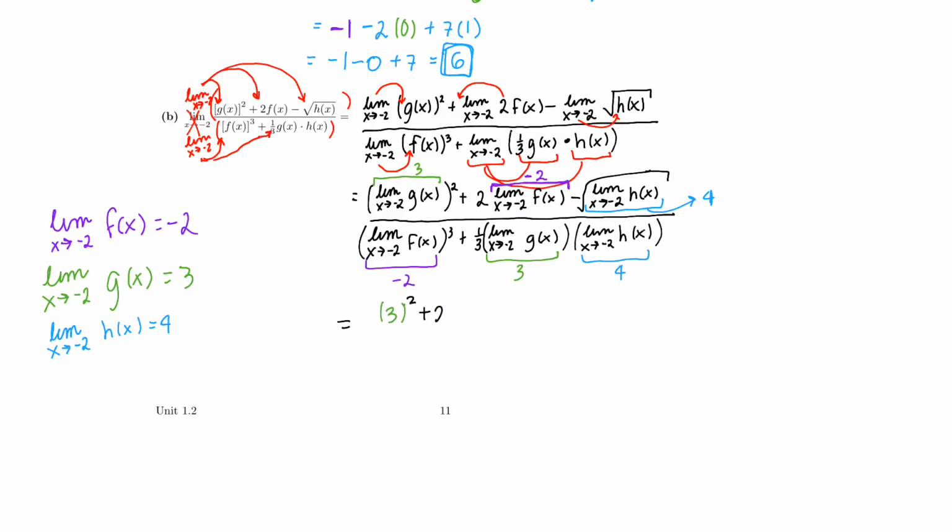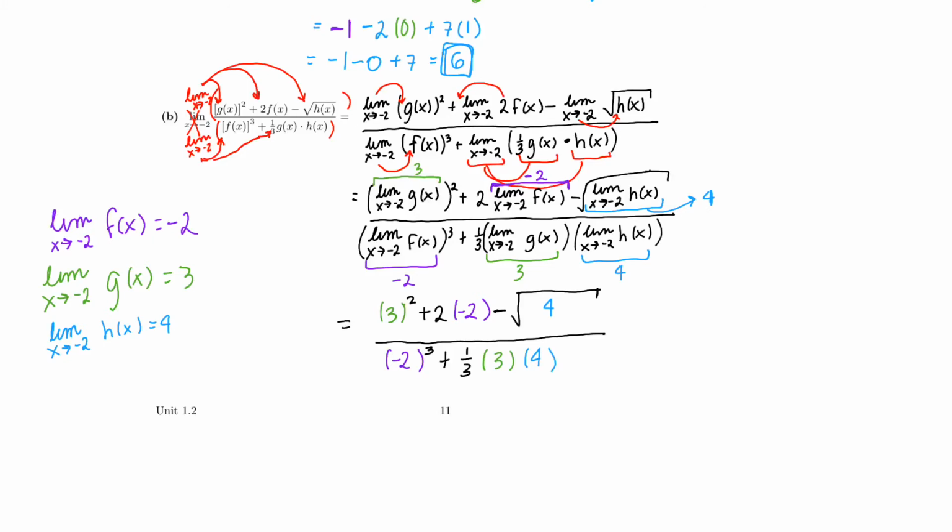So with my replacements, I have 3 squared plus 2 times -2 minus the square root of 4, all over -2 cubed plus 1/3 times 3 times 4.